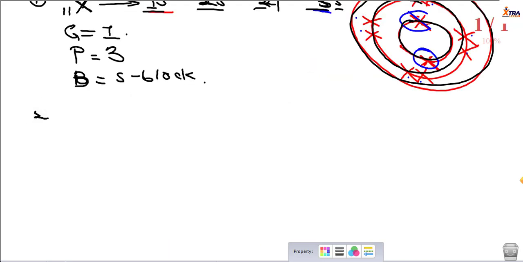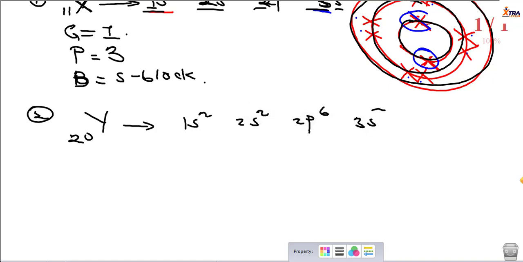Y has atomic number 20. That's number 2. What is the electronic configuration of this? 1s2, 2s2, 2p6, 3s2, 3p6, right? And 4s2. When you add up all the indices, it totals 20. So now, how do we determine the group of element Y?